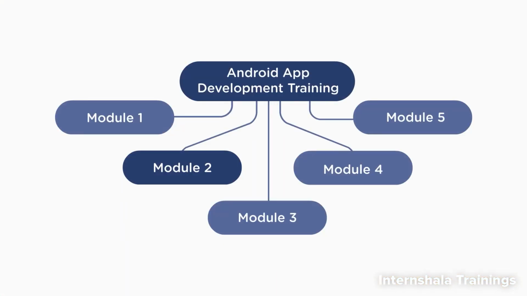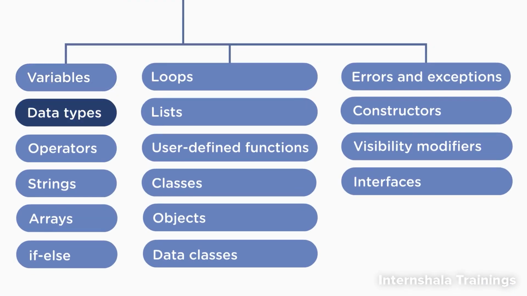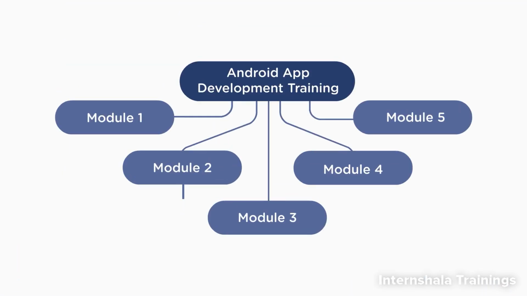Hi, in the previous module, we have gone through the basics of Kotlin like variables, data types, operators, strings, arrays, conditional if-else statements, loops, lists, user-defined functions, classes, objects, data classes, errors and exceptions, constructors, visibility modifiers, and interfaces. In this module, we will jump straight into Android app development.